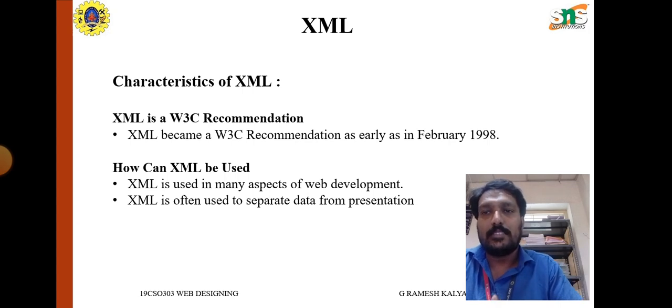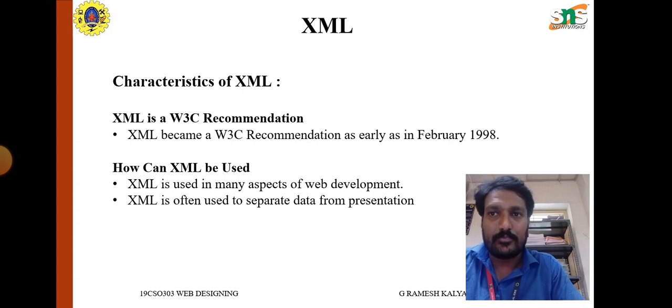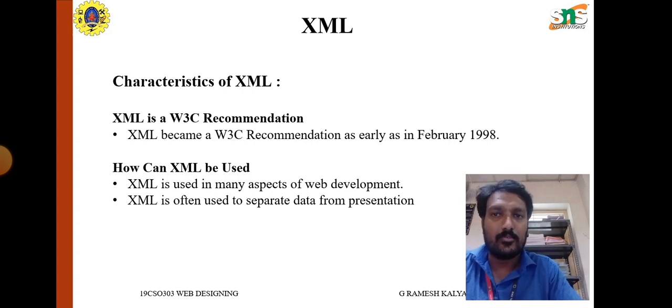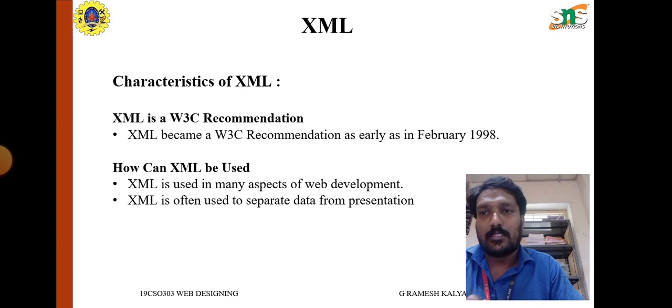W3C has certain conditions or rules. Once the language meets the particular rules of that consortium, the committee recommends the language for public use in the development of websites. So XML became the W3 consortium recommendation in February 1998. So how can XML be used? This is regarding the usage of XML.